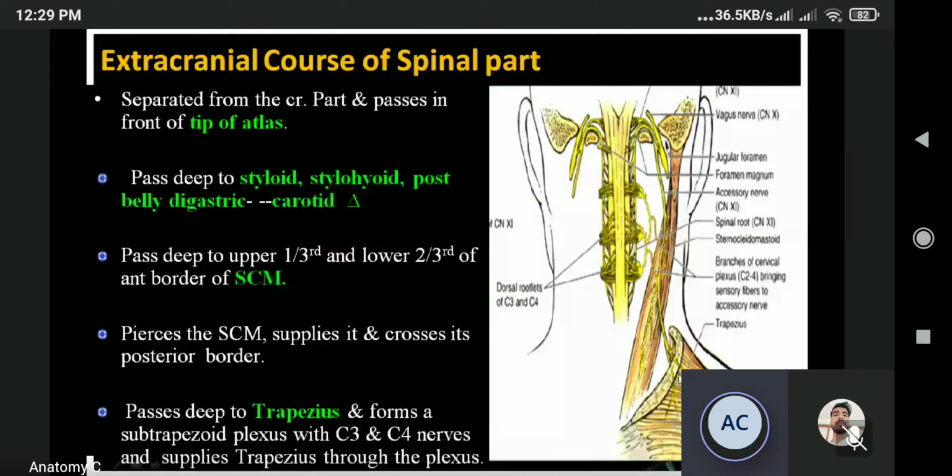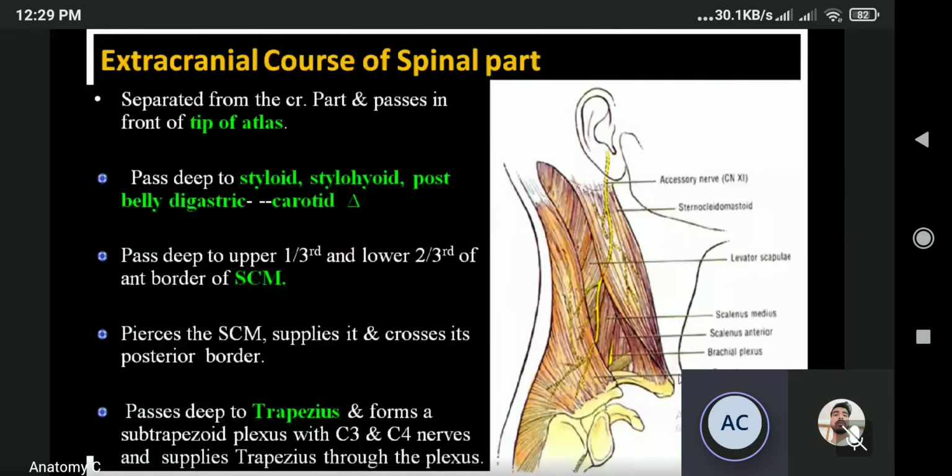One is the sternocleidomastoid muscle. The next one is the trapezius muscle. These are the two muscles which are innervated by the spinal part of the accessory nerve. So this is the overall course of the spinal part. You can see after emerging out from the jugular foramen, you can see the relations: sternocleidomastoid muscle, then trapezius. This is the posterior triangle of the neck.